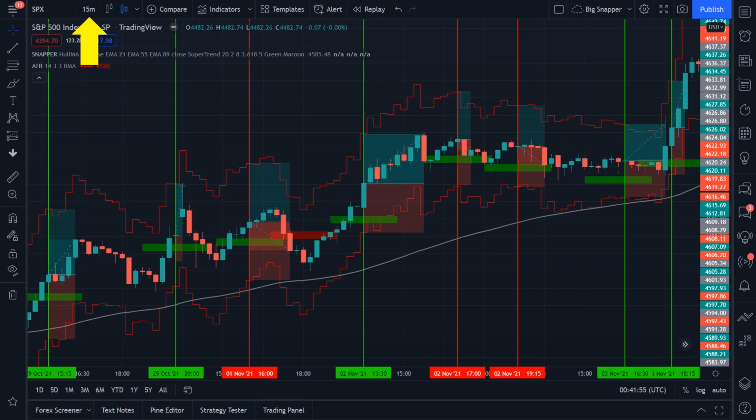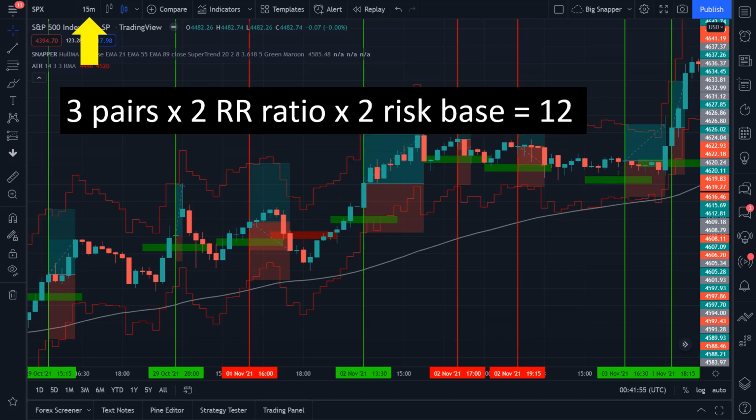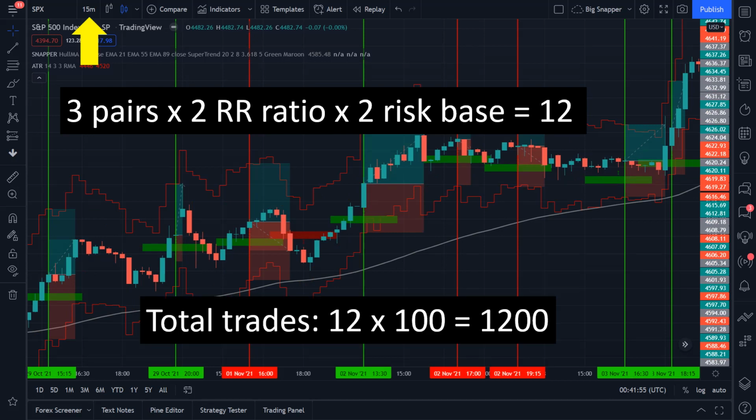Each combination will be tested for 100 trades, so in total 3 pairs times 2 risk-to-reward ratios times 2 risk bases equals 12 combinations. Because each combination will be tested 100 times, the total trade number equals 1200. Now let's put aside the math and see the strategy.